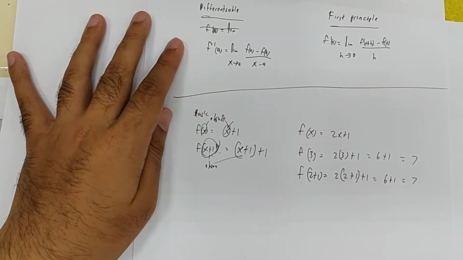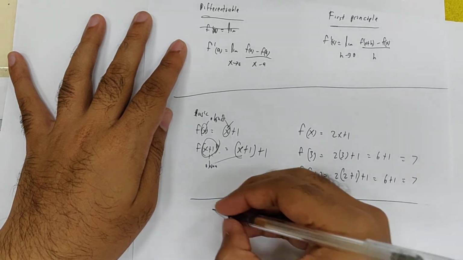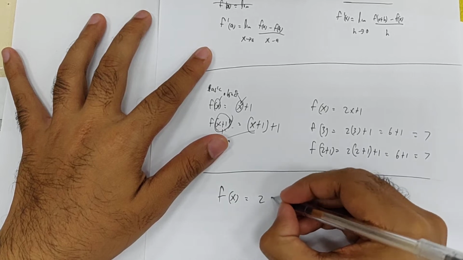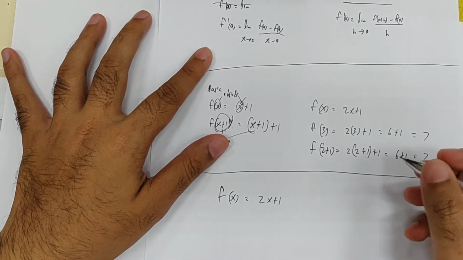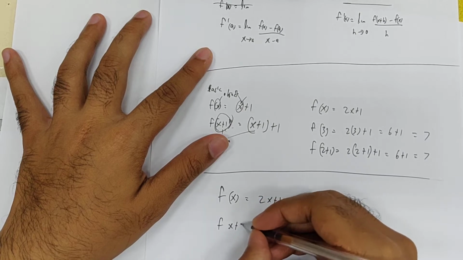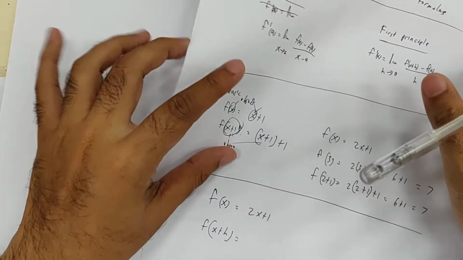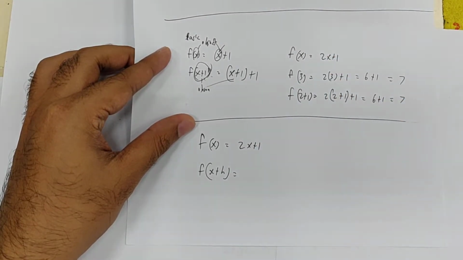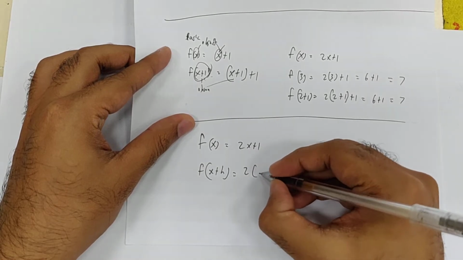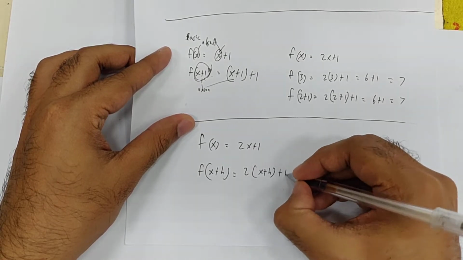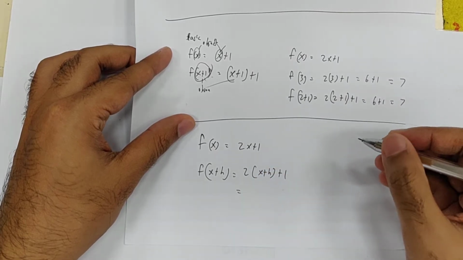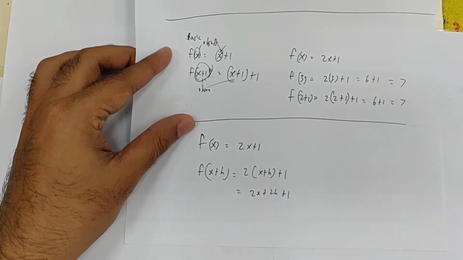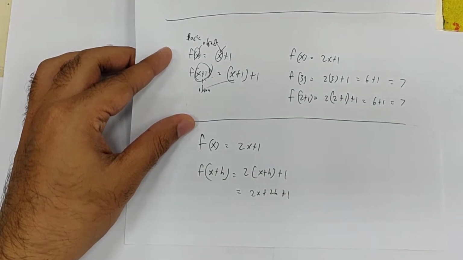You okay with that? Now what about if I write things down, something like this? f(x) equals 2x plus 1. I'm giving you right now x plus h. Follow the same style: 2 bracket x plus h plus 1. So it becomes 2x plus 2h plus 1. Okay? If you got this far, things will be a lot easier.